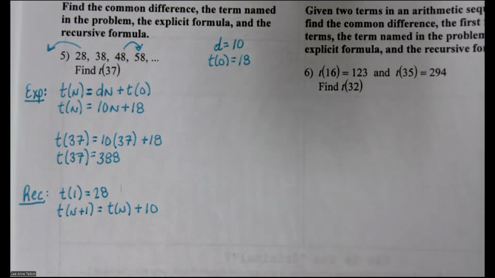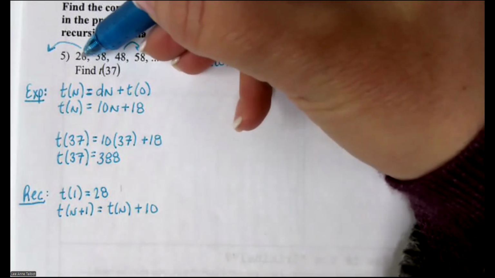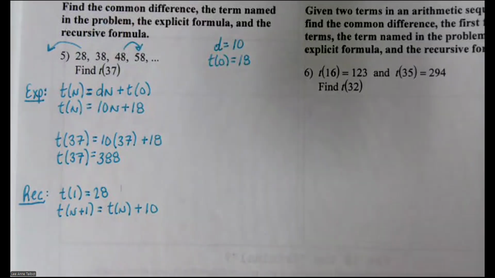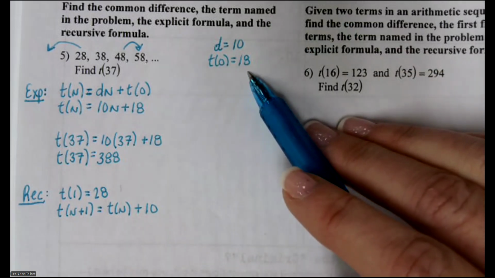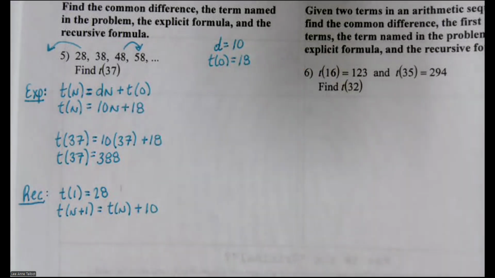Anyone have any questions about number 5 at all? Oh, I found T1 just by looking right here. Or you can add 10 to T0 if that's what you were saying, which is the same thing. But yes. Anything else, guys, for number 5?